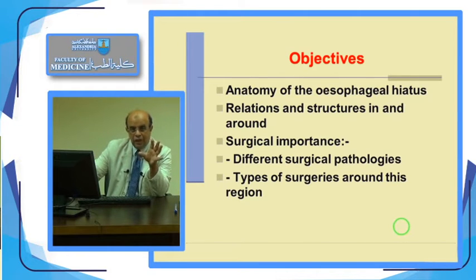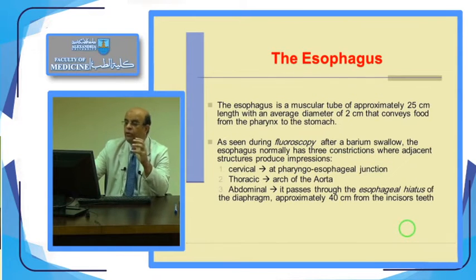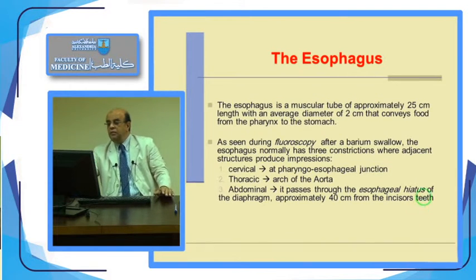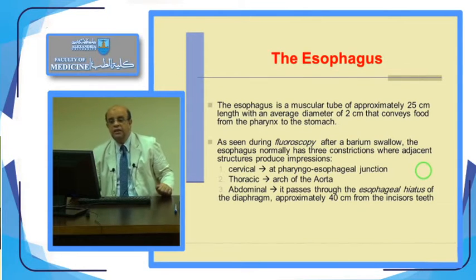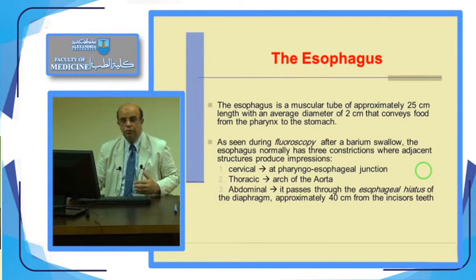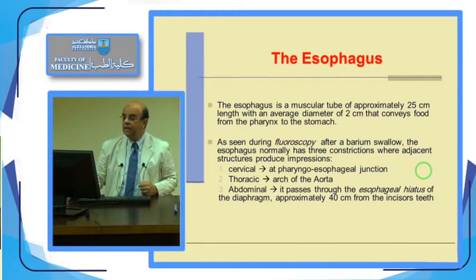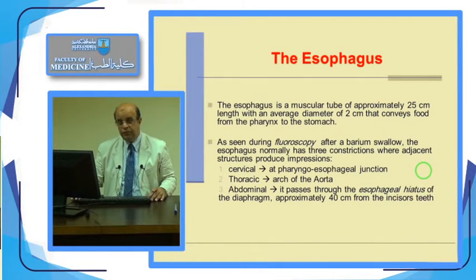Detailed anatomy of the hiatus can be seen, or we can review it in a textbook of anatomy. The esophagus is a muscular tube of approximately 25 centimeters that extends from the pharynx to the stomach. It has an average diameter of 2 centimeters and it conveys food from the pharynx to the stomach.